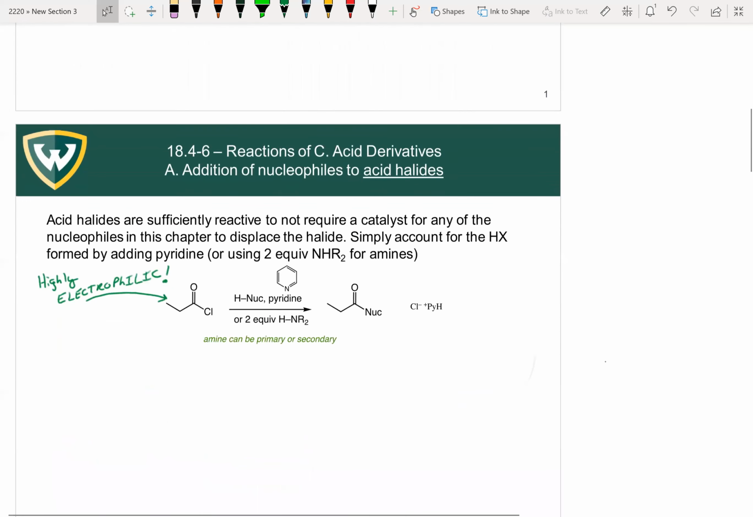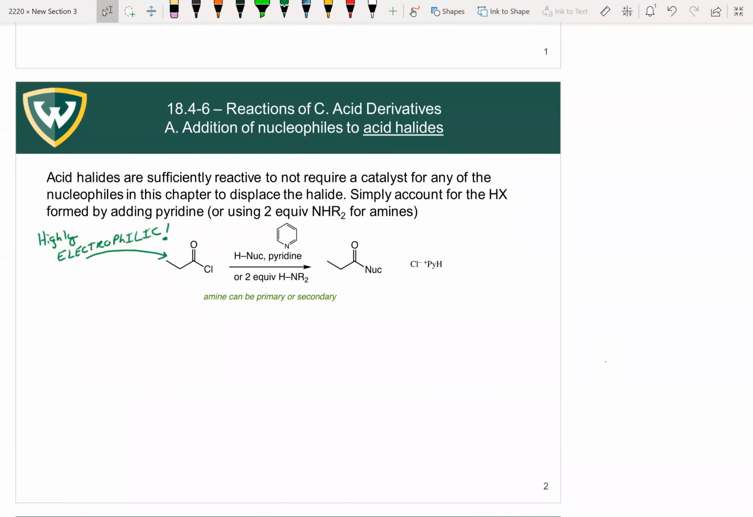So with our first example, we're going to talk about acid chlorides. Acid halides in general are extremely reactive. If you open them up in lab, you sometimes see a little bit of hydrochloric acid fuming out of the top of the container. That's because they react with water, which is a weak nucleophile, to generate carboxylic acids.